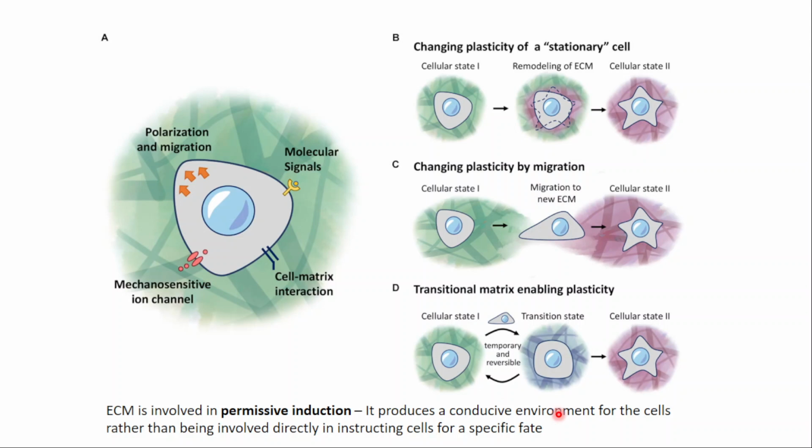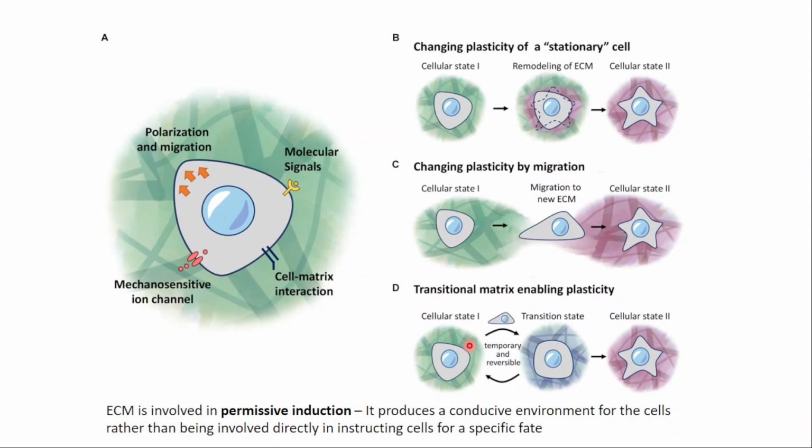There are ECMs for transition states like epithelial to mesenchymal transition, which can transform one kind of cell to another kind of cell. So ECM does not directly direct the cell to become a specific fate. Let's say a stem cell to become a blood cell, the ECM is not directly responsible, but the environment it provides from the outside is permissive induction. So that is the answer for this question. ECM is involved in permissive induction rather than instructive induction.